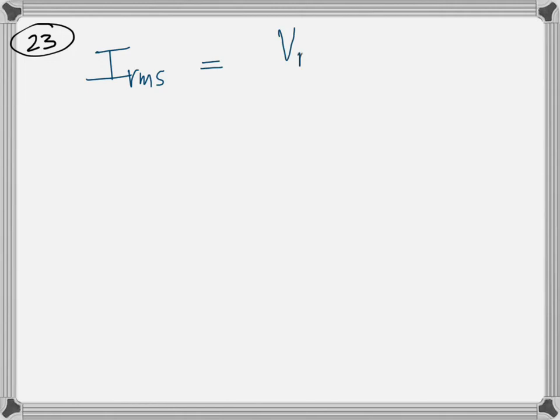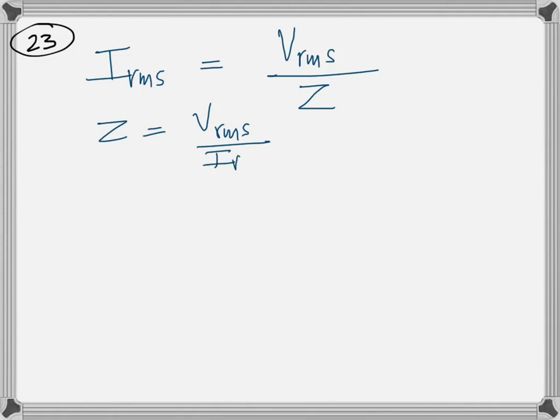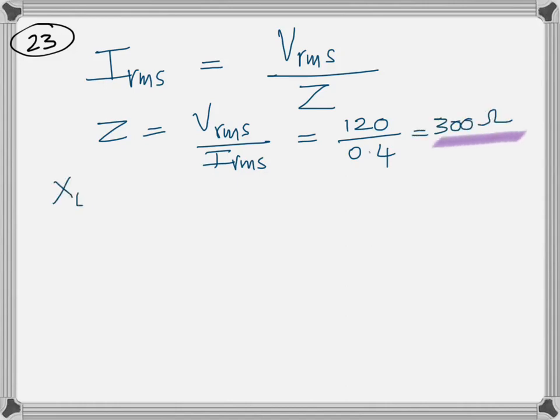23. IRMS is VRMS by Z. See, I did that first. You would have to convert. First find Z. Yeah, or vice versa. 120 by 0.4. 300 ohms is the impedance. Or square it. Then find the XL. If you had one of the others, you just had to convert them.